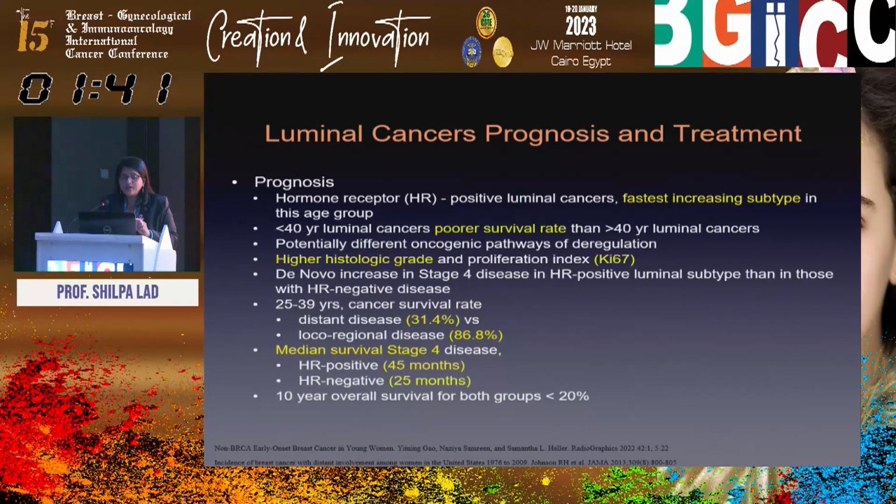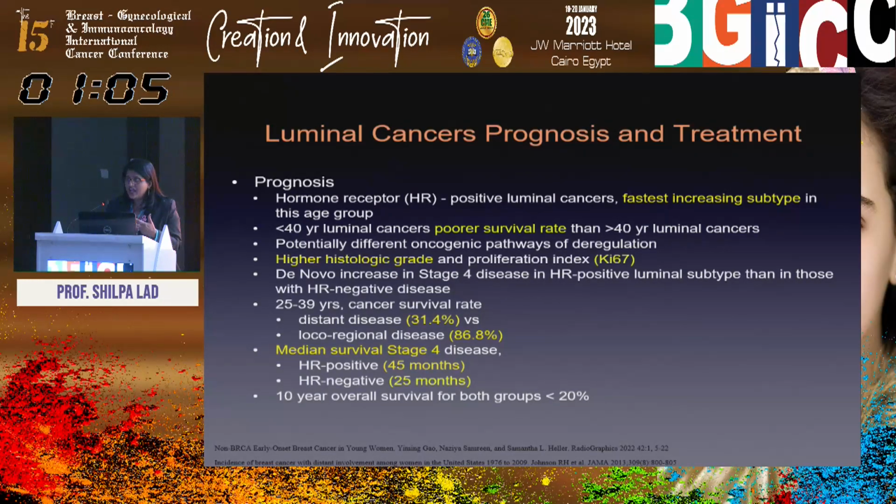But the important point to understand is, in this age group, 25 to 39, cancer survival rate with distant disease is about 31%, and with loco-regional disease, meaning metastatic lymph nodes, is about 87%. Therefore, it becomes paramount that we find these cancers early, which means before they spread to the nodes. And how are we going to do that if we are not screening these women? Okay, they are only going to come to us with palpable lumps.